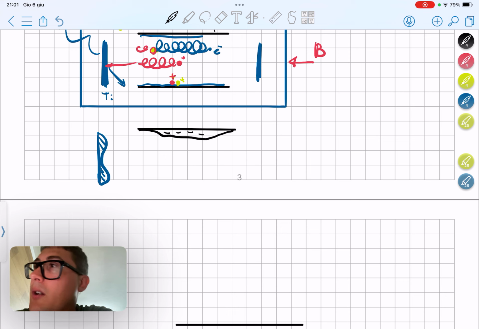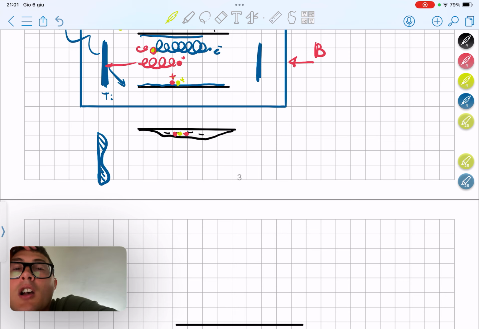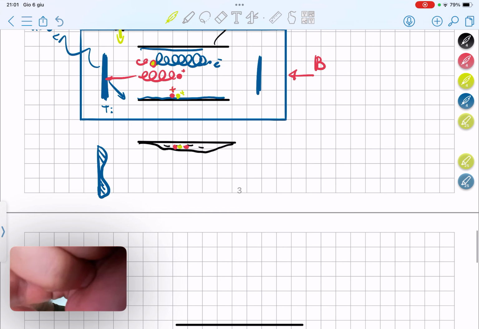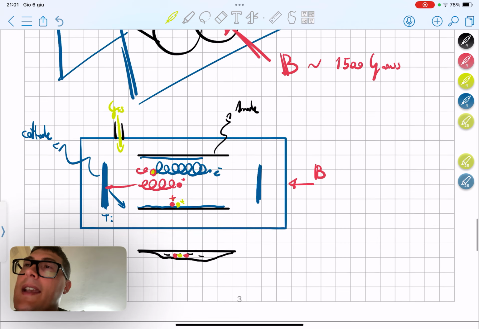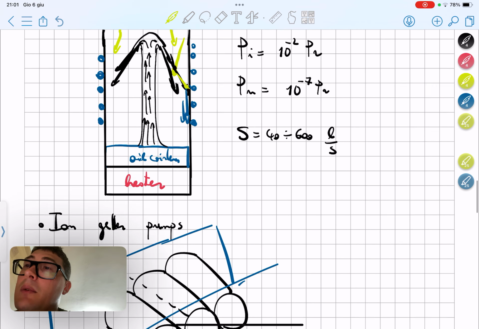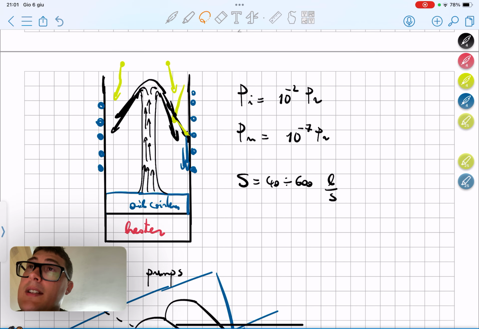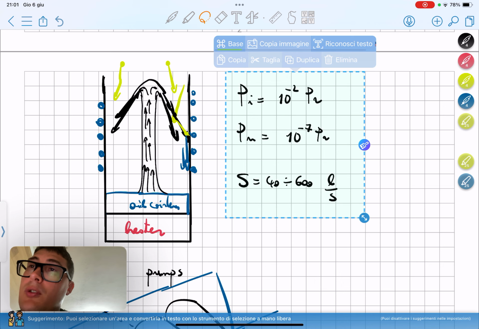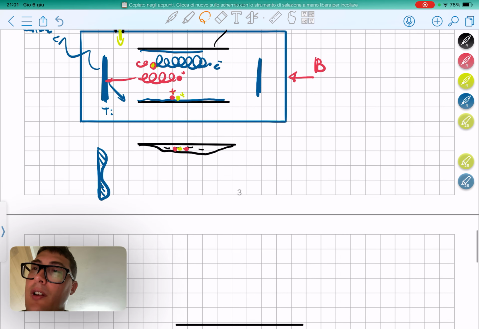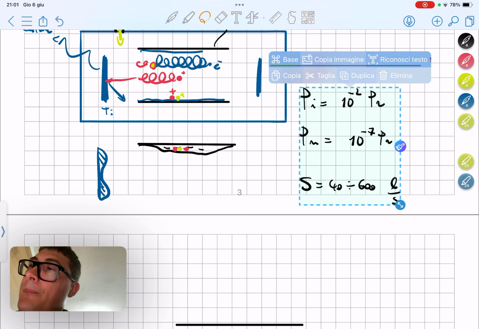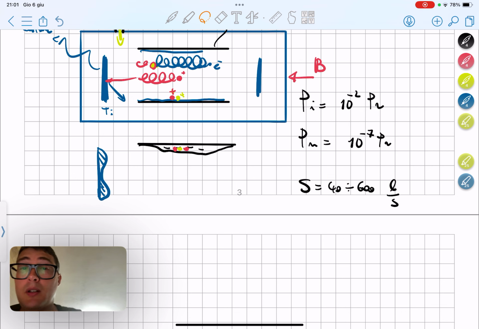Okay, because there will be all the residue gases, ions attached to it. So this is the working principle of the ion getter pumps. Again, I would say that they will share the same pressure range. We need to start with a low to medium pressure, and they can reach ultra high vacuum.